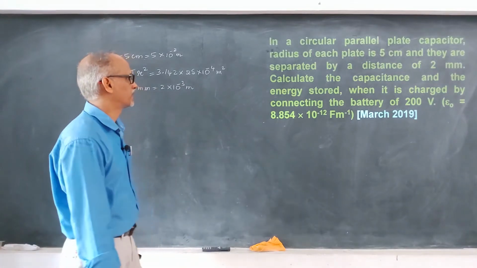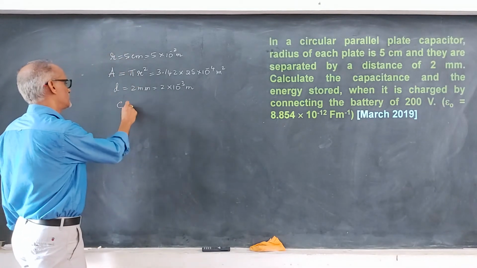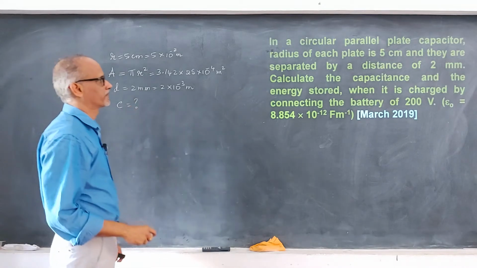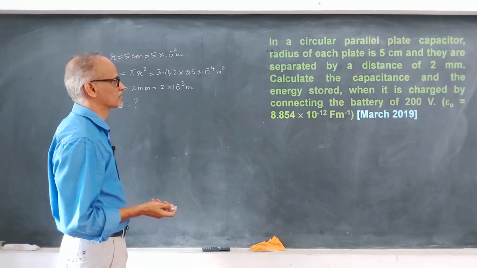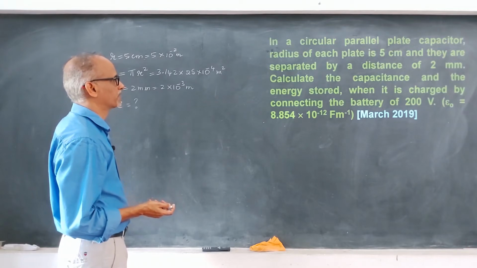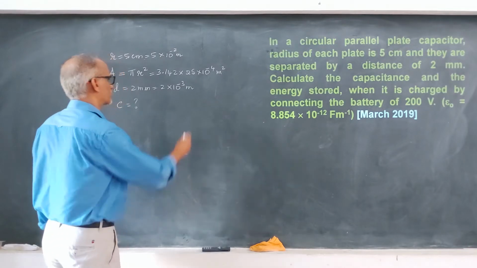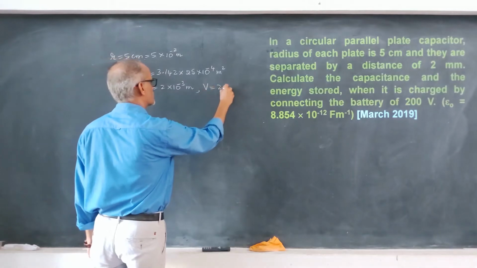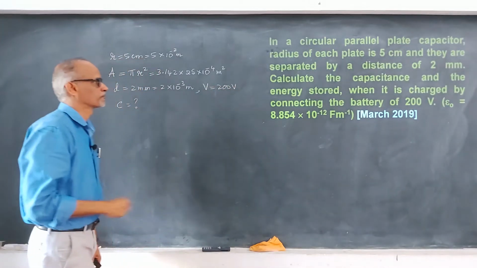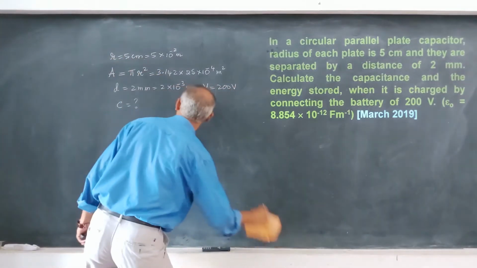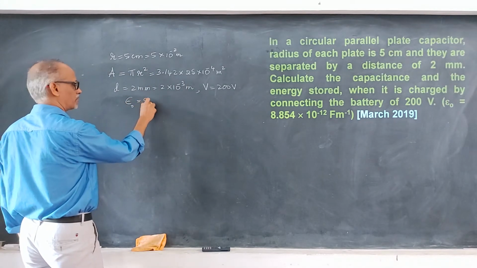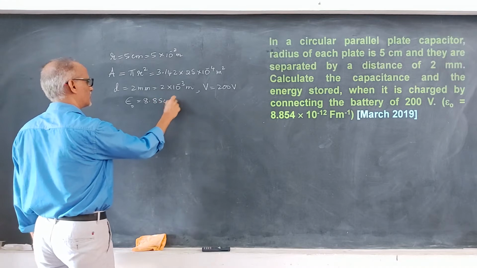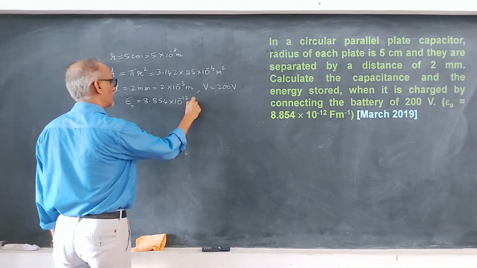Okay. Calculate the capacitance. So we have to find the value of C and then the energy stored, when it is charged by connecting a battery of 200 volt. So V is given, which is 200 volt. And the value of epsilon naught is also given. So that is a constant. Epsilon naught is 8.854 into 10 to the power minus 12 farad per meter.